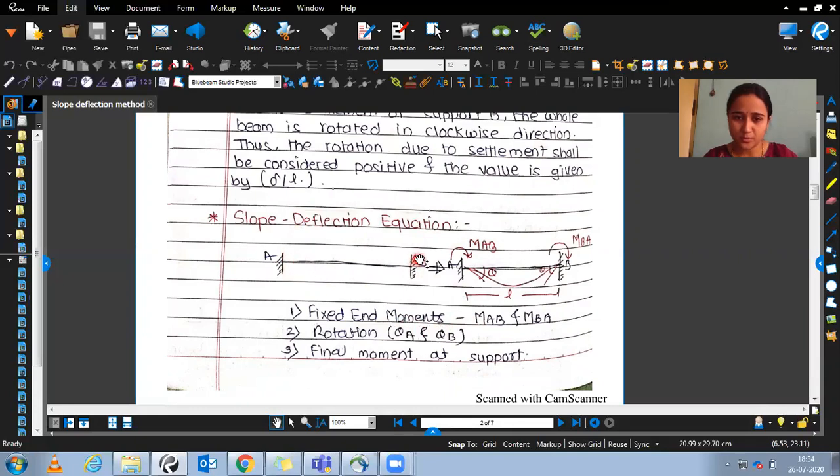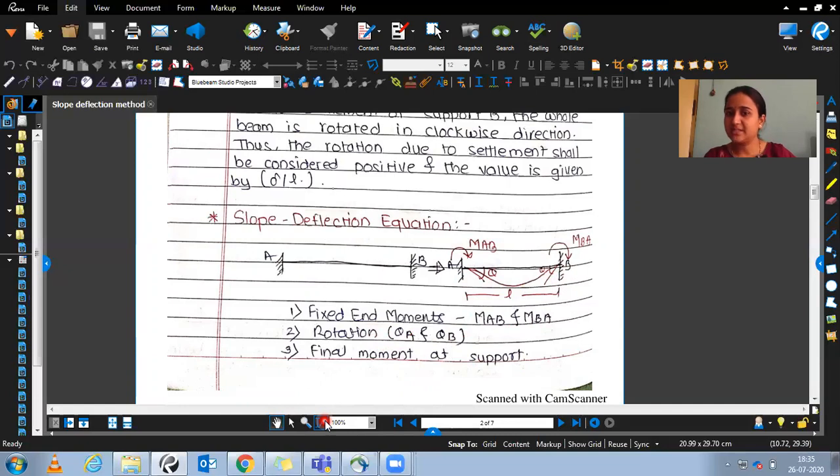Okay, so suppose consider this fixed beam. We are going to find out MAB and MBA, then rotation theta A and theta B. So this is rotation and final movements at support. Because of this settlement or this rotation, there will be some change in the actual movements. Just remember two types of movements we are going to determine here.